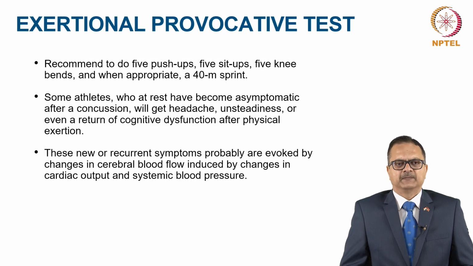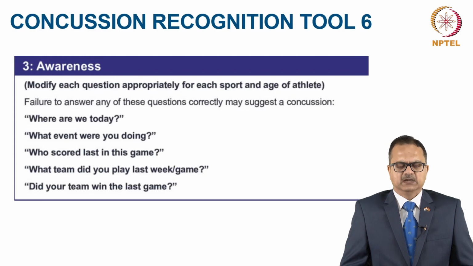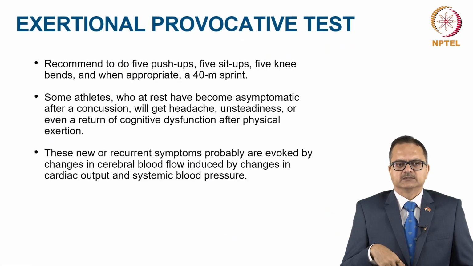Okay, so you have done all the CRT steps and the athlete has not shown any positive signs or symptoms. But you still suspect that the athlete has got a concussion or there is a strong suspicion by you or by the medical team. In that case, you may do something called exertional provocative tests. 5 push-ups, 5 sit-ups, 5 knee bends, and if any of these symptoms are positive, then don't do the sprint. But if they are not positive, then do the 40-meter sprint.